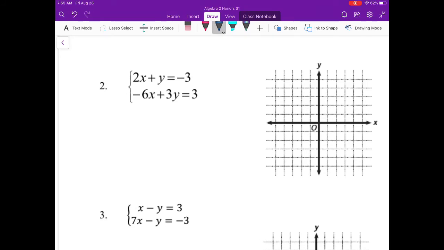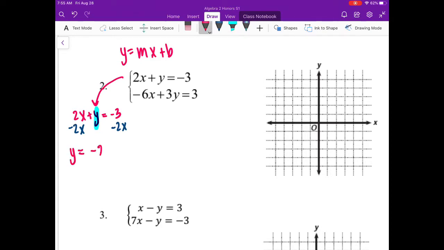Before we can graph something like number 2, we want to rewrite our equations so that it's in y equals mx plus b. This is going to make it a little bit easier to graph. So I'm going to take my first equation and I'm going to subtract 2x to the other side. I'm doing this so y can be by itself. So I get y equals, you always want to write your x value first. So I get y equals negative 2x minus 3. And now I'm ready to graph that.